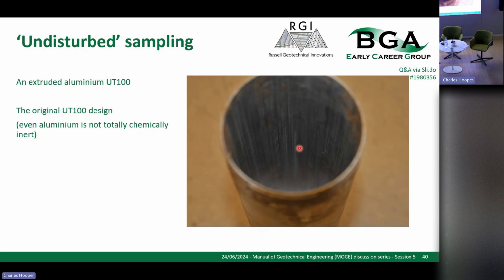Okay, going back to the UT100, the aluminium one, I've taken a picture of the inside of the tube. It's quite clear aluminium is reasonably self-lubricating. However, it's not totally chemically inert. You have to be careful because it is aluminium, and pore fluid, especially saline pore fluid, will attack aluminium and destroy it and react with it. Okay, so you can see the nice smooth lining, which is what the UT100 was supposed to be.